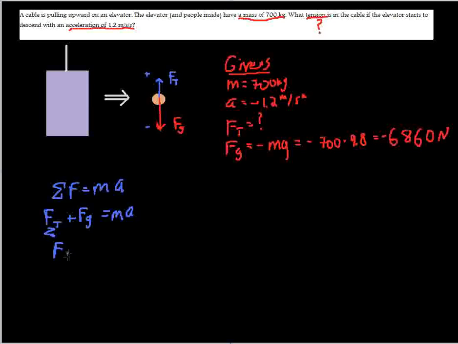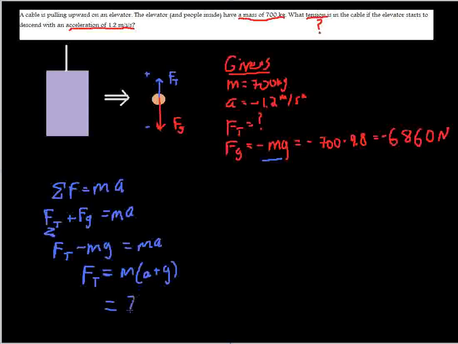I'm looking for the force of tension. So I'll have force of tension minus mg, because gravity is negative, equals m times a. The last bit is just a little rearranging. So the tension equals m times the quantity a plus g, because I'll move g over and pull out the m. Now I'll plug in and solve.